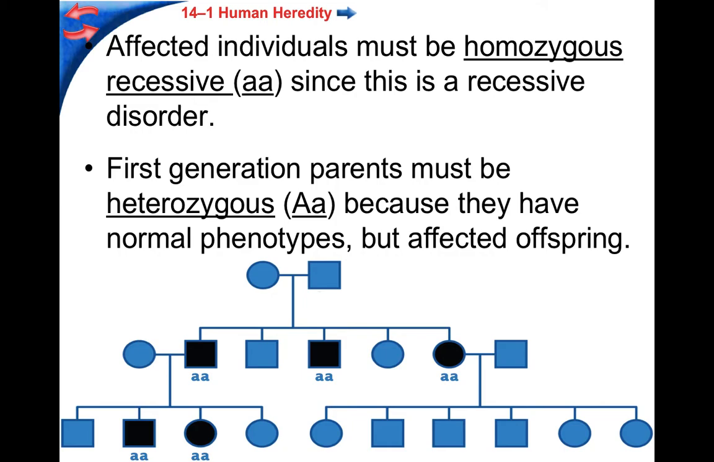We know they have to have one capital A because they're not albinos, but then we can go even further. We know that they're heterozygous, meaning they have a lowercase a as well, because if you look, they have three kids, this square, and this circle, and those three kids have albinism. Notice they have two lowercase a's each. One of them had to come from the mother, one of them had to come from the father. So I'm going to fill them in. I know that these two people are heterozygous based on their kids.